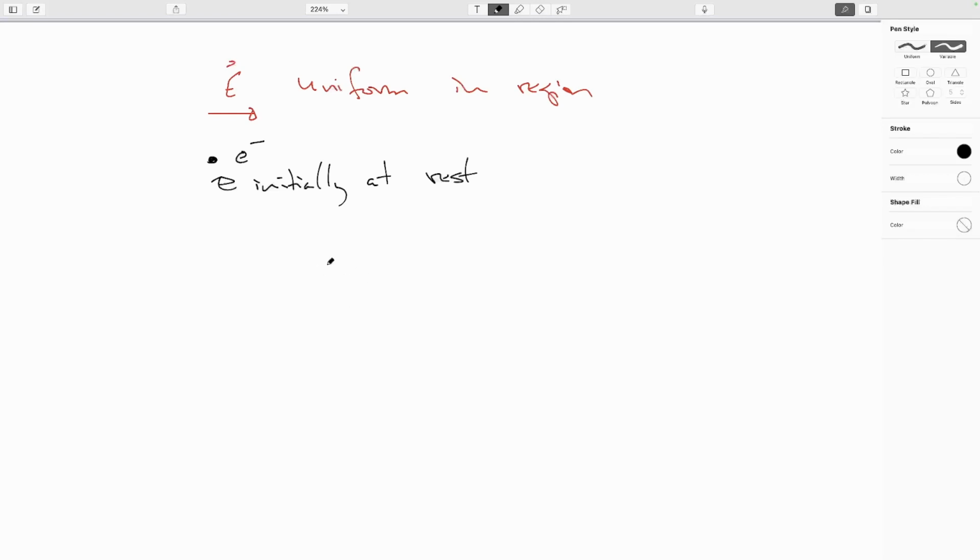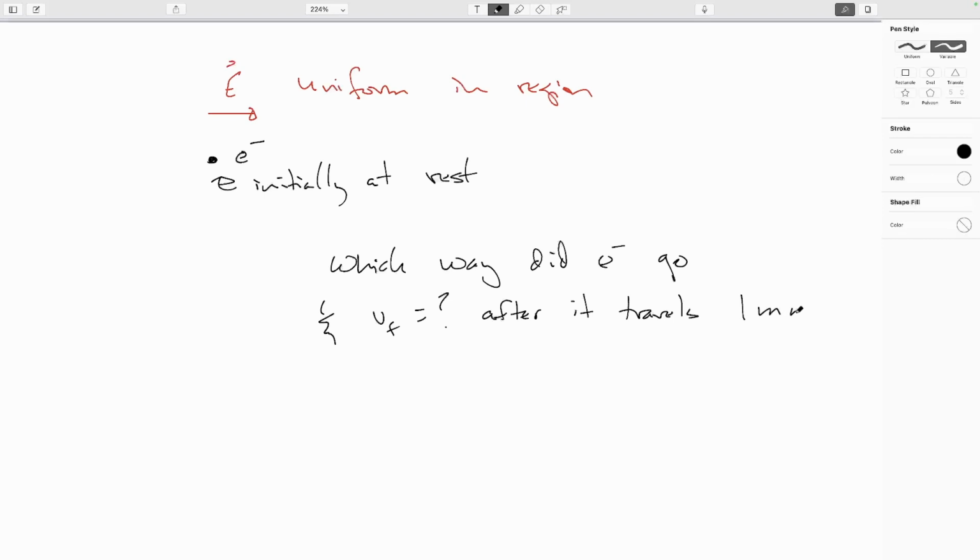So what we want to know is which way did the electron go, and how fast is it going after it travels 1 millimeter. All right, well, first off, let's just start with the which way part. So what I want you to do is right now go ahead and think about which way did it go, and then pause the video and get back with me.